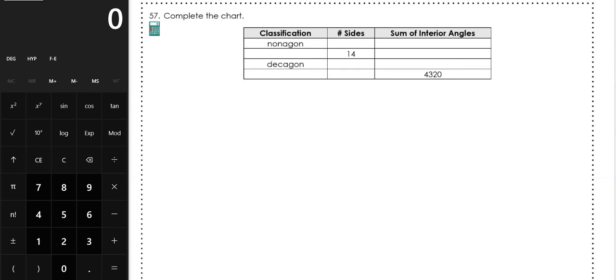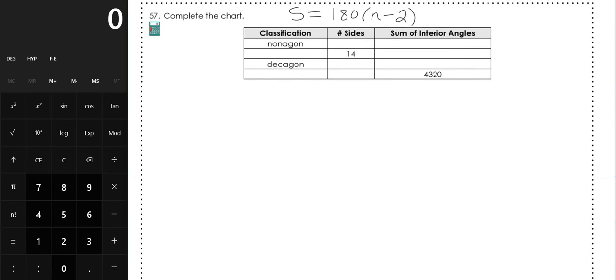Welcome back to page 12. Number 57, complete the chart. Now notice we're talking about the sum of interior angles. So before we get started, let's keep focused on what our formula is to find the sum of interior angles. And the formula is S for sum equals 180 times the number of sides n minus 2.